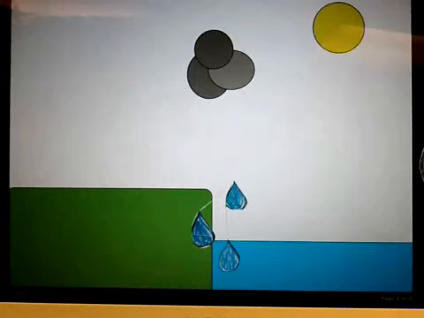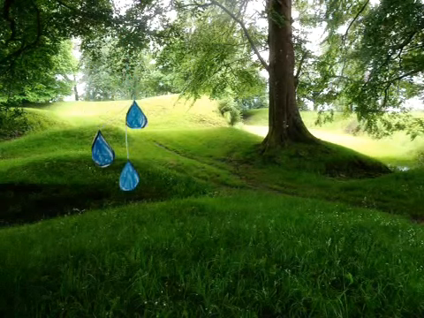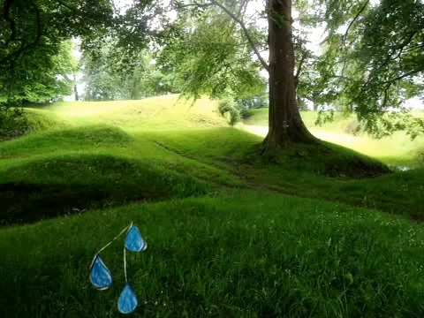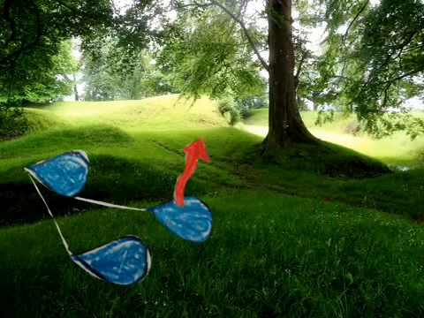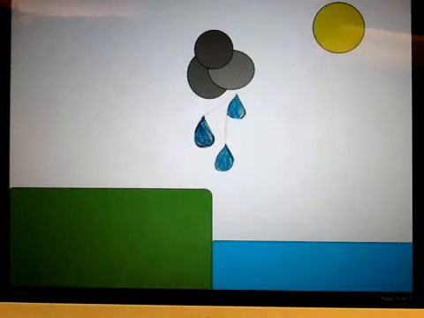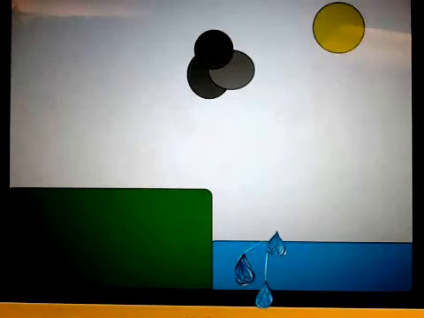But after precipitation falls, where does all the water go? Some of the water collects on the ground and can evaporate again. Some of this precipitation just falls back into the ocean and then evaporates again.